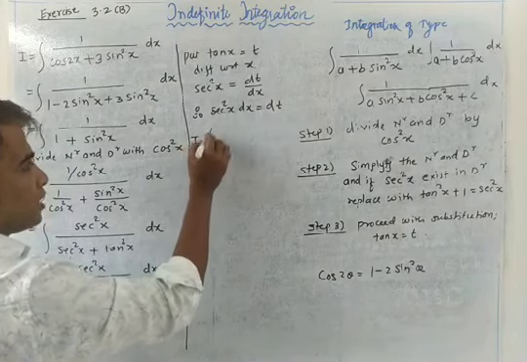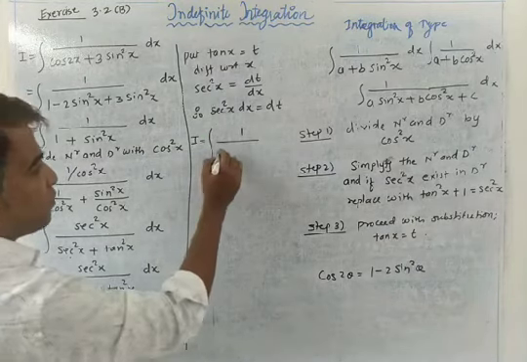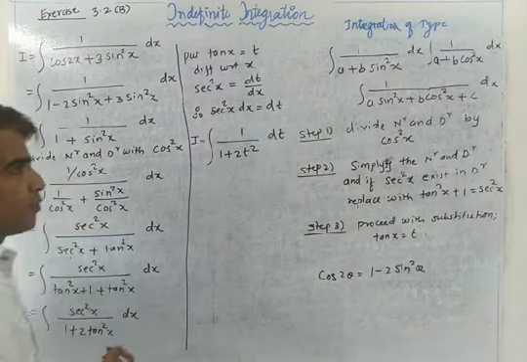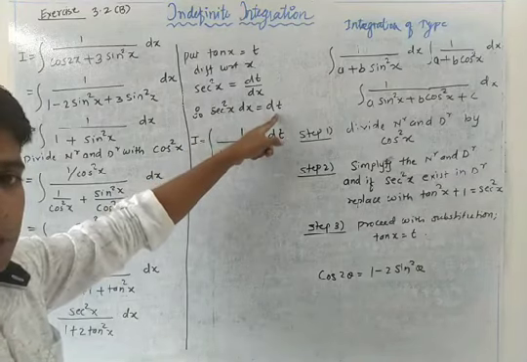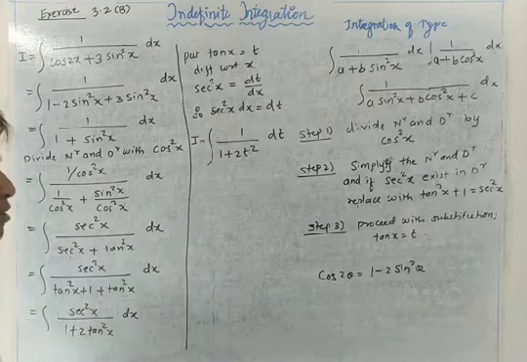So now the integration can be written as 1 upon, the value of tan x is t, so 1 upon 1 plus 2 t square dt. Now in this example, there is no need to divide by sec square x as the denominator of dt upon sec square x. No need, because sec square x already exists in the numerator.